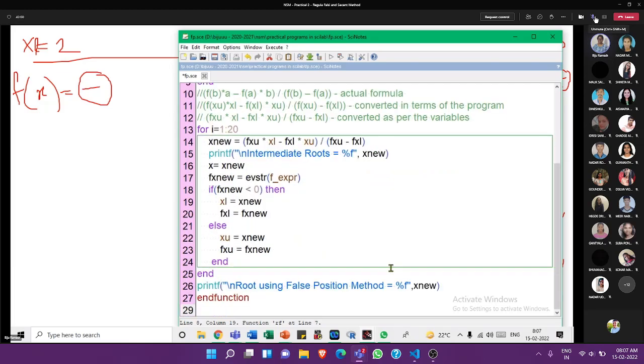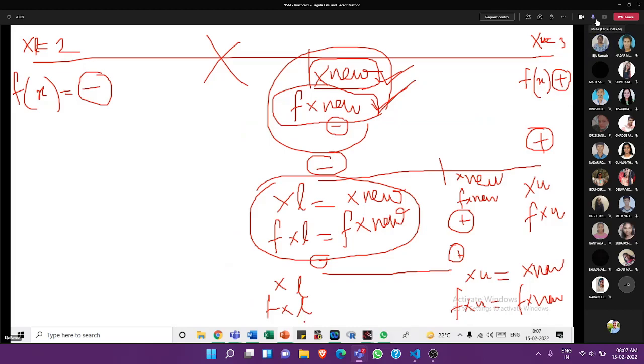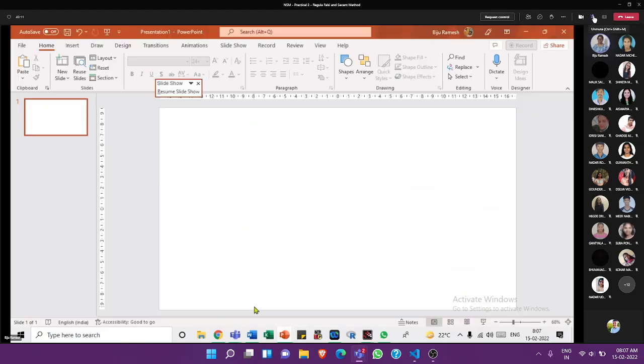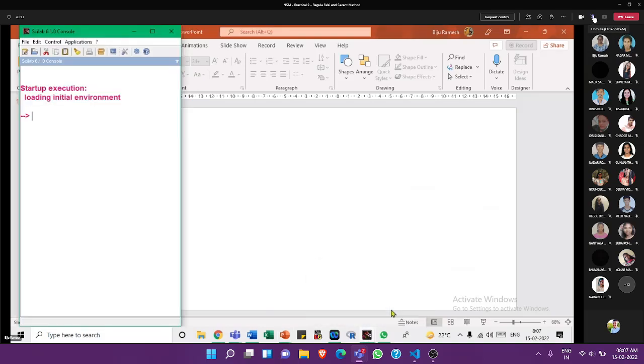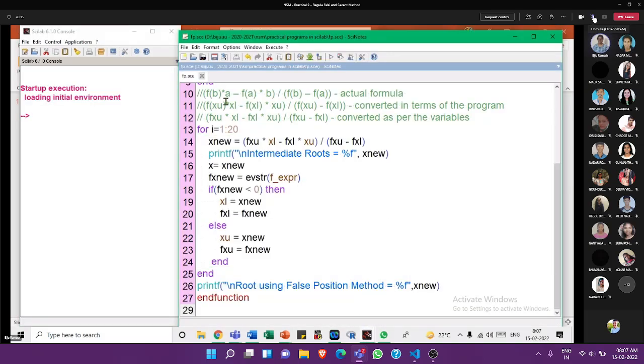That's all. Is this clear, students? So the final root will be whatever is the newest root that will be there. Is it clear, students? Everybody? Did you all understand? Yes, ma'am.